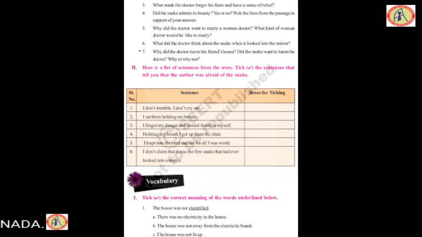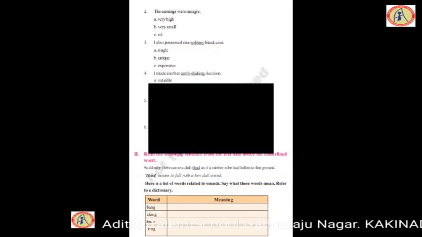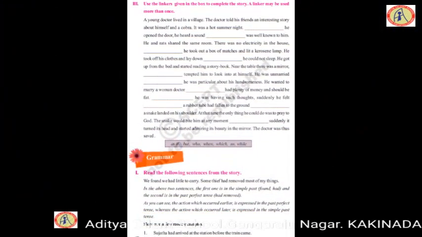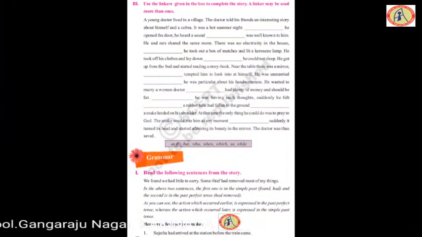Next, try to do this exercise given here. Second Roman, third Roman: complete the following sentences. Linkers may be used more than once. A box is given here. Complete the fill in the blanks. In the notes itself, you need to complete all three.